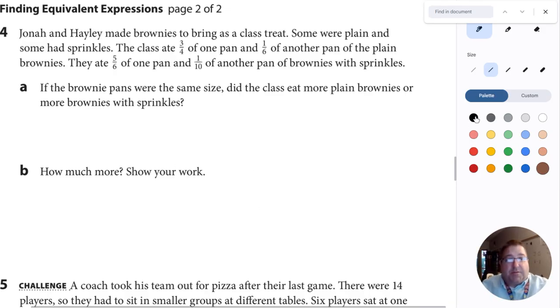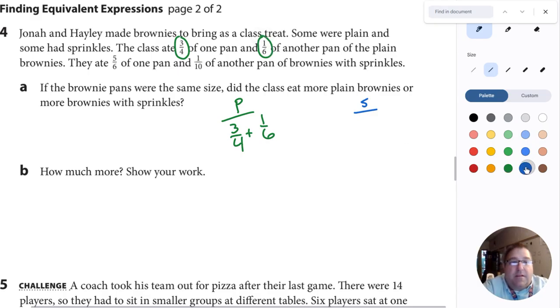Okay, a lot going on here. We got a couple things going on. We got some plain brownies, and we got some brownies with sprinkles. So first, we're going to have to figure out how much they ate altogether. Let's go back to the plain brownies. They ate 3/4 and 1/6, right? Those are the plain. And then how about sprinkles? They ate 5/6 and 1/10 with sprinkles. Okay, so we got 5/6 plus 1/10.